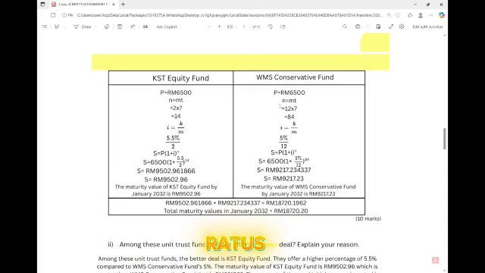Next, WMS Conservative Fund. P is RM6,500. N sama dengan MT. Kita set nilai N seperti biasa. M ialah 12, T ialah 7. So, 12 darab 7, kita akan dapat 84. Okay, next kita cari I macam biasa. K over M. K ialah 5%, M ialah 12.